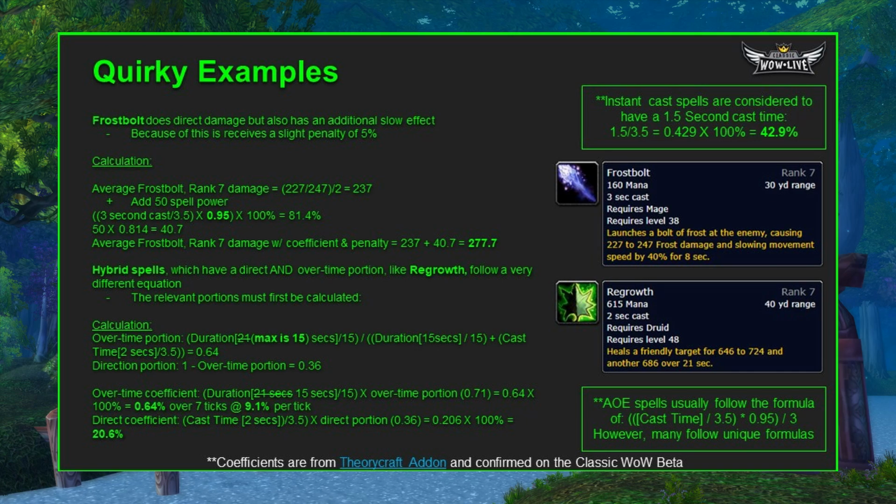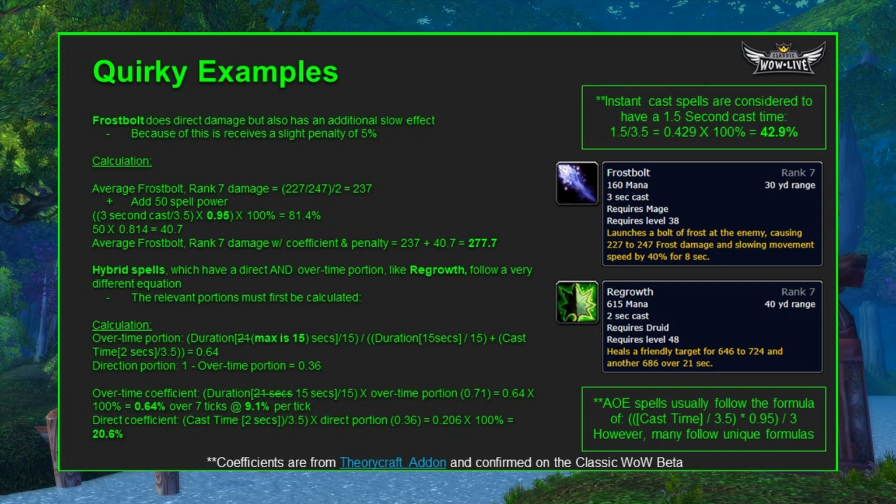Now there are also hybrid spells. A good example is Regrowth, which has a direct portion and an overtime portion. This is a very complicated formula. I've calculated it here for you to look at. Spend some time to realize that the direct and the healing overtime portion don't have the same coefficient. They benefit from spell power differently. Keep that in mind when you're thinking about which spell to use for what situation.